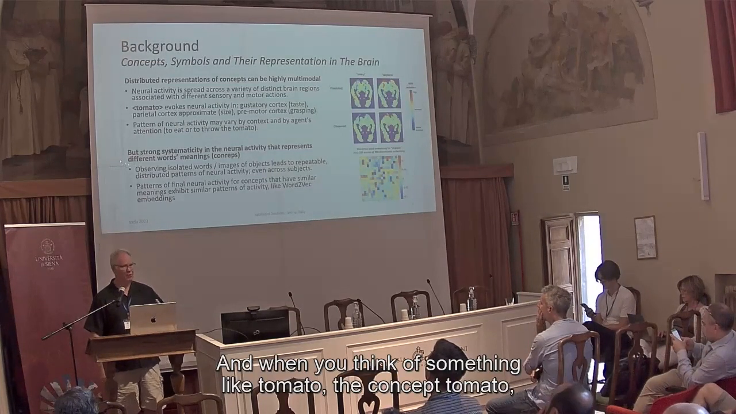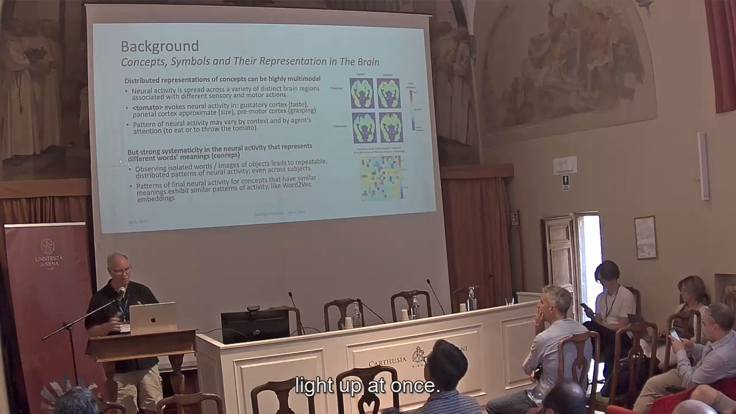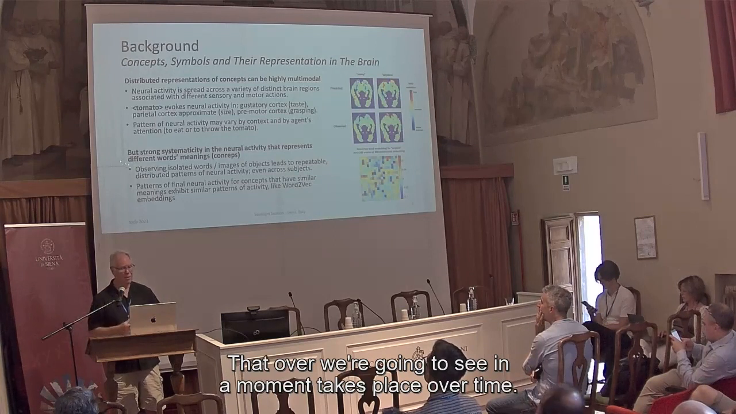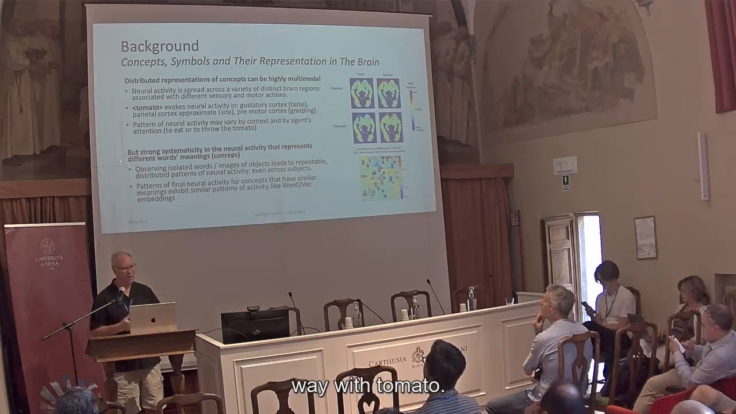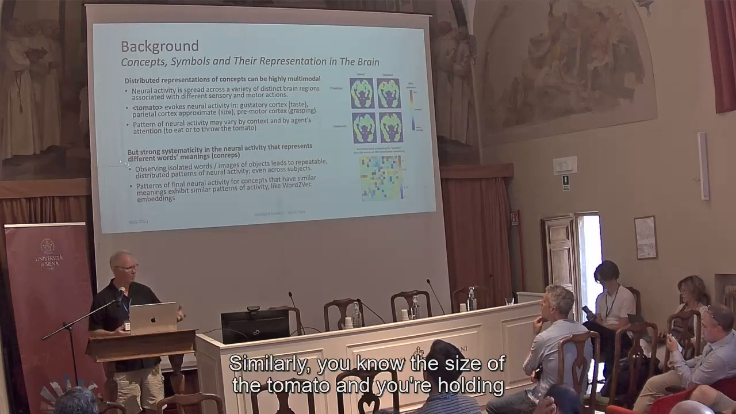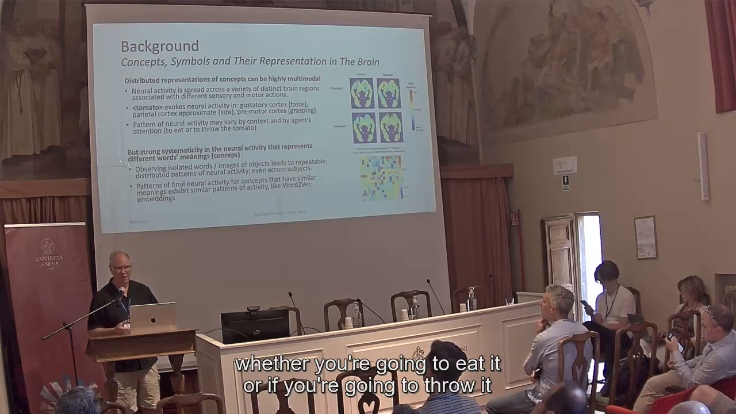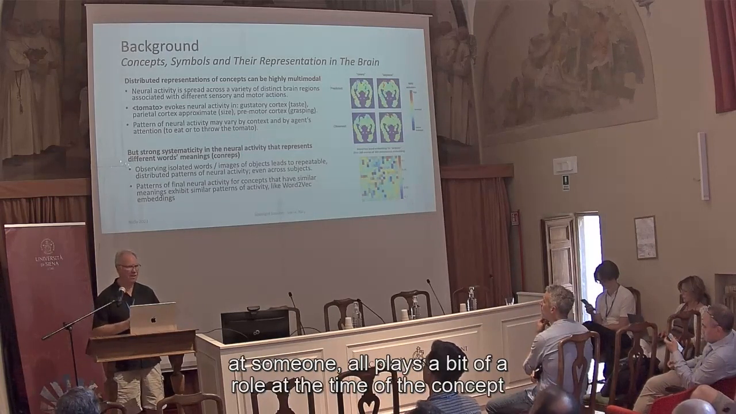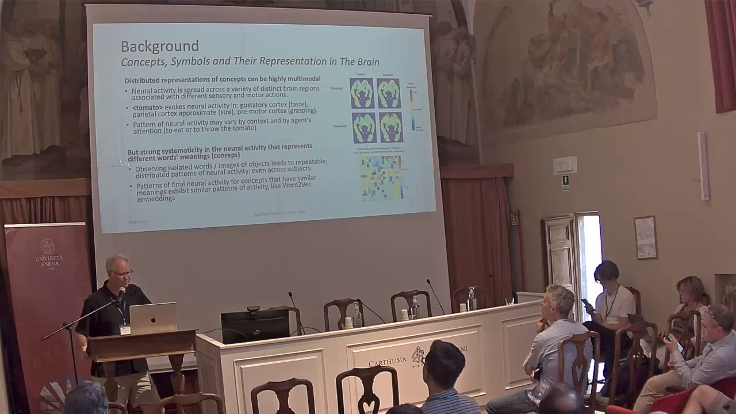And when you think of something like tomato, the concept tomato, all these areas of your brain light up. And they don't always light up at once. We're going to see in a moment it takes place over time. But that taste center of your brain lights up in a special way with tomato. Similarly, the size of the tomato, your holding and grasping of a tomato and how it feels, even your intention, whether you're going to eat it or throw it at someone, all play a bit of a role at the time of the concept of tomato.